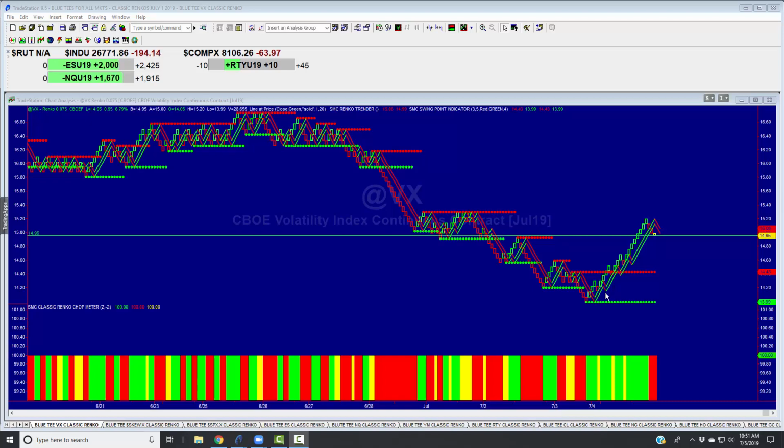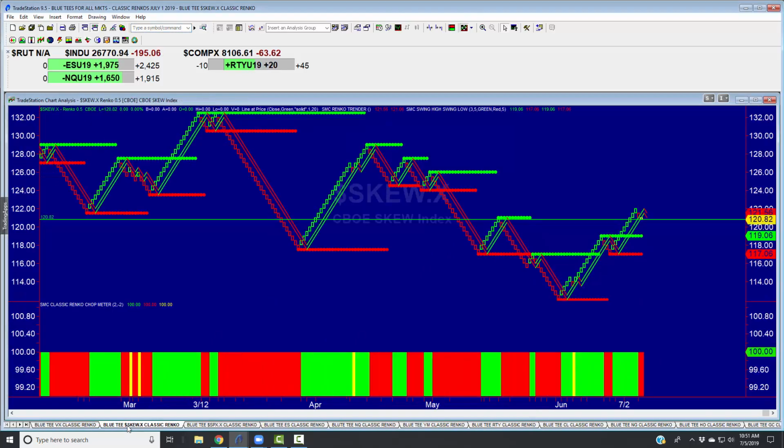And you can tell, this is our Renko trend meter. And as long as, you just really want to stay, whatever it is you're trading, you just stay on one side or the other of the trend meter. Very, very easy. I could teach somebody in junior high how to do that. Here is the skew.